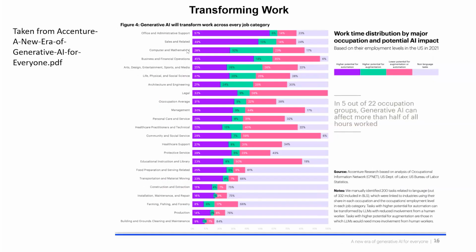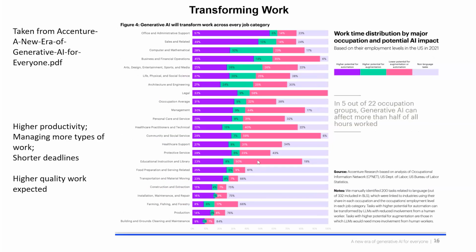So here are the other job types that are going to be affected. We expect higher productivity, and folks in the future will have to manage more types of work, maybe shorter deadlines, and higher quality of work expected.